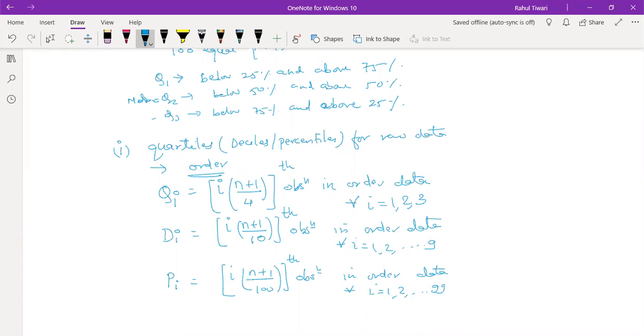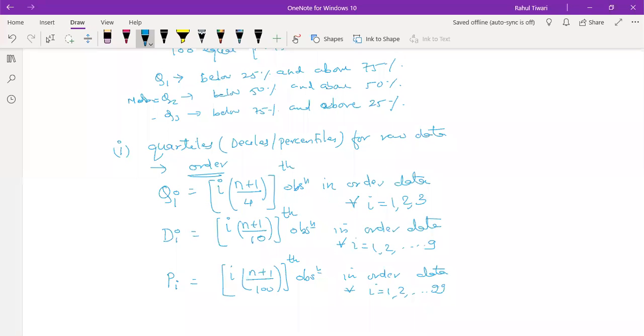The only thing you need to understand is that in decile we divide by 10, in percentile we divide by 100. Why? Because in decile we have 9 values that divide the data into 10 equal parts. This is the proper reason for dividing by 10. Is that clear? Any other question, anyone? Be fast, otherwise we'll move to the examples.